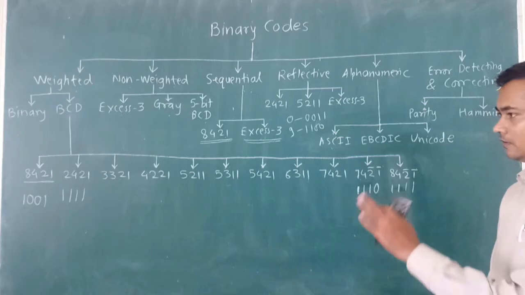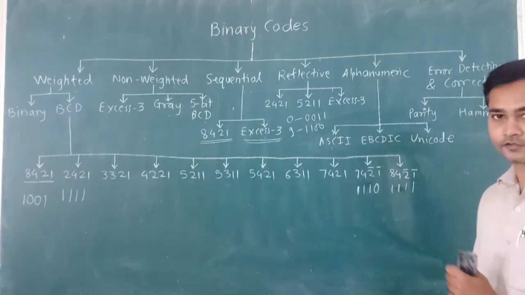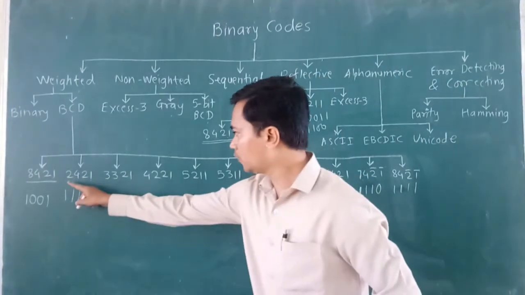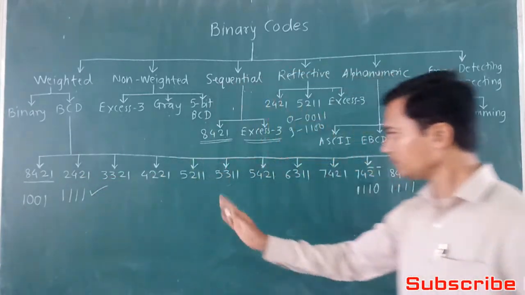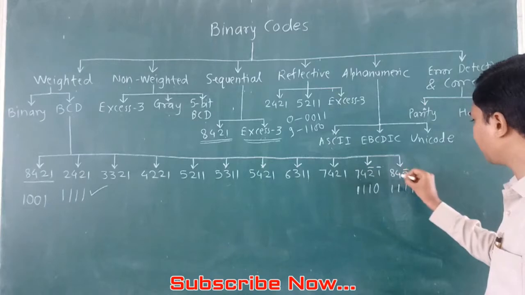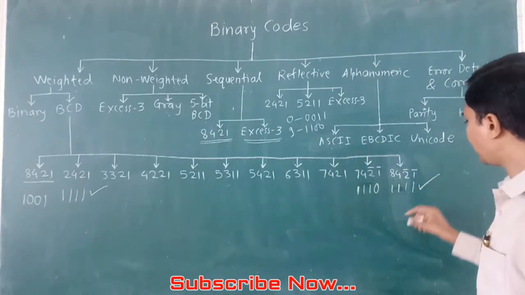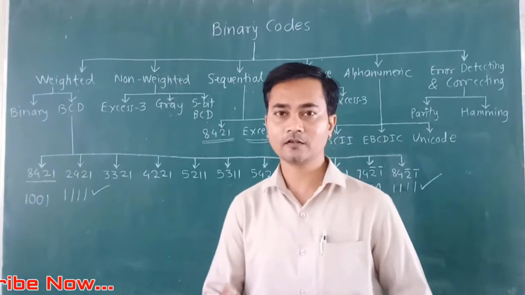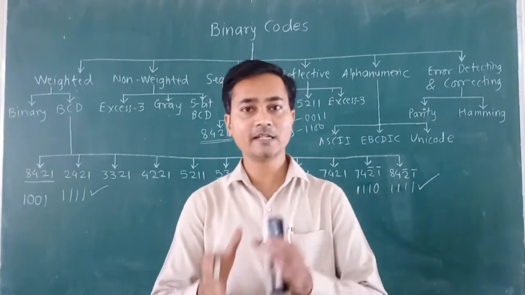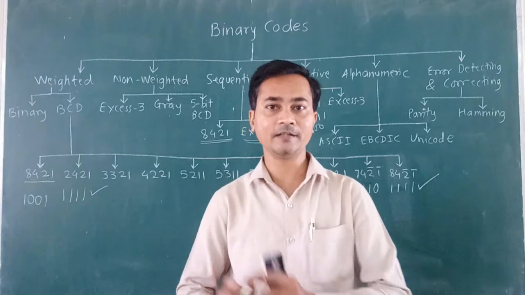Now here you can find similar codes. Using 2421 code, the code is 1111, and using 84 2 bar 1 bar code, again we have got the same code. So in some cases you may get the same binary code to represent the same value.